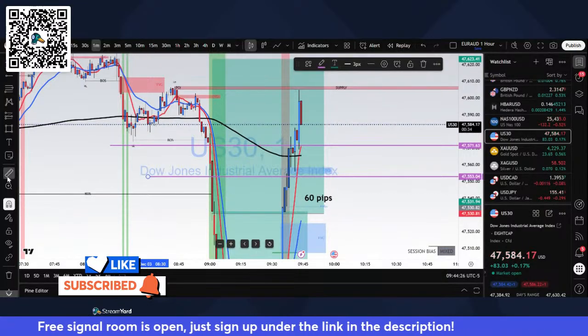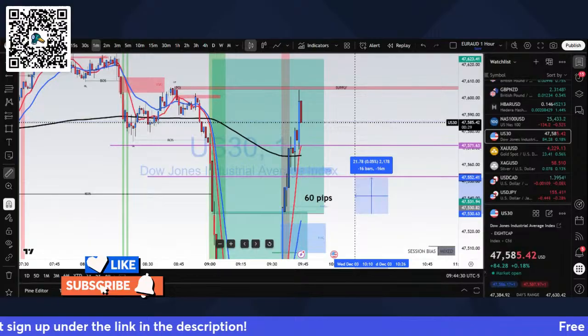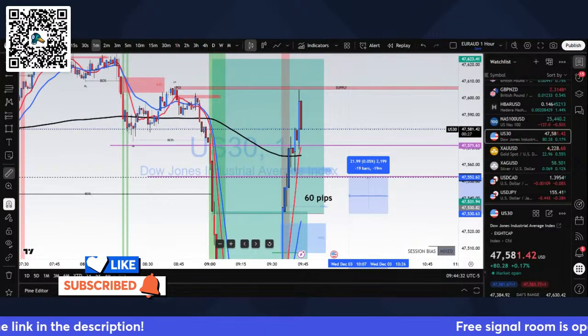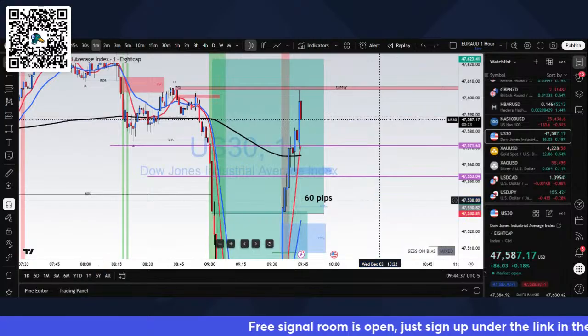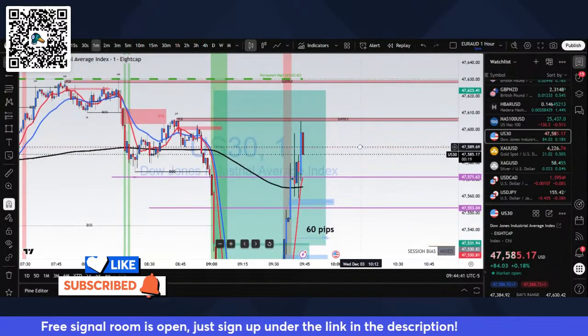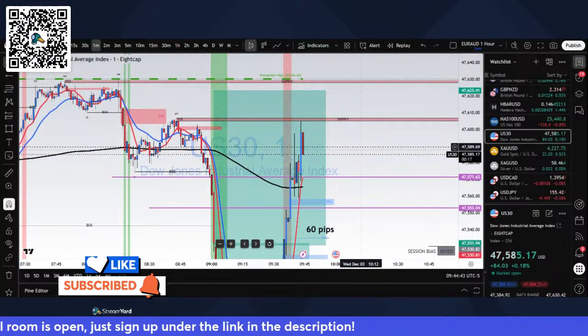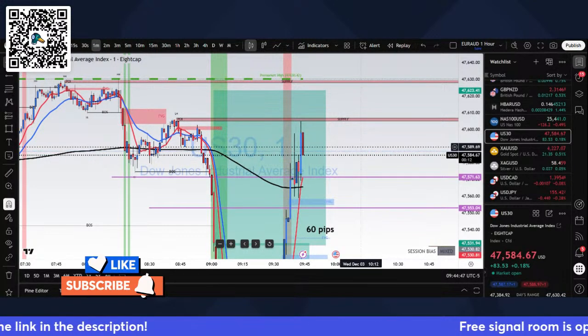Let's check. Oh, it's 20. 20 pips in profit. So if we get stopped out, that'll be another 20 pips. That'll be 80 pips. So let's see what happens here, guys. See if it'll hit full TP here. I think it's going to. I feel like it wants to.